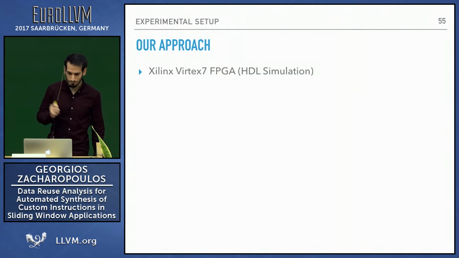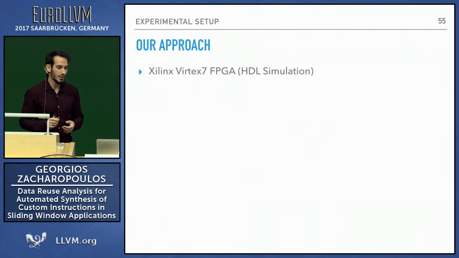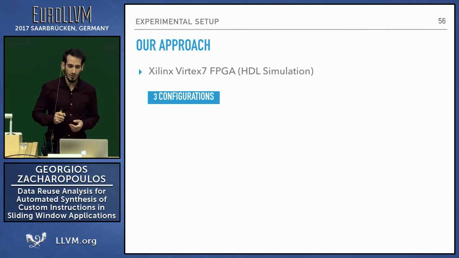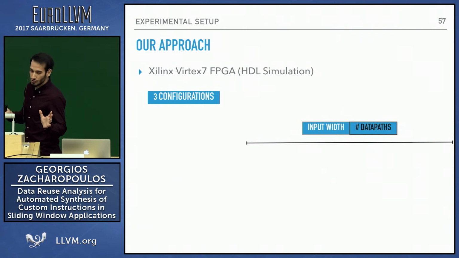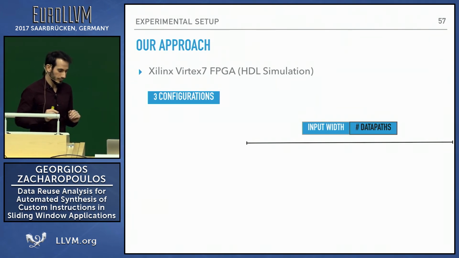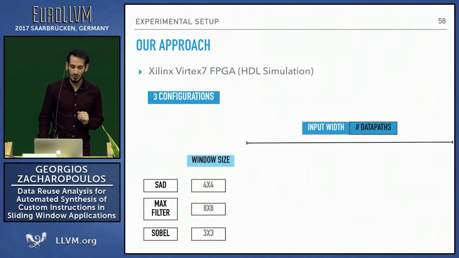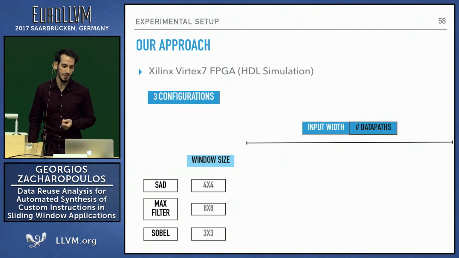Okay, so moving on next, our final implementation target was an FPGA Xilinx Virtex 7. We considered three possible configurations. Each configuration depends on the input width available from the architectural constraint, which also affects the number of data paths that we're going to have in the end. So these are the benchmarks that we considered with the respective window sizes.